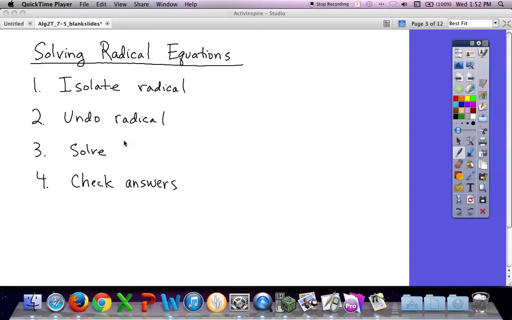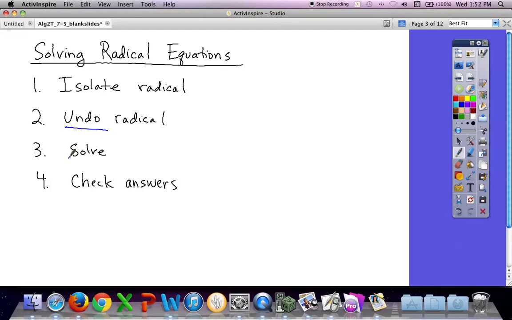Right? Then undo the radical. What I mean by undo is, it's not always the same thing. If the radical is a square root, then we're going to undo it by squaring both sides. If the radical is a cube root, then we're going to undo it by cubing both sides, right? There's many different kinds of radicals that we will have to undo. So I'm not trying to be specific. I'm just saying, once it's isolated, undo it, whatever it takes.